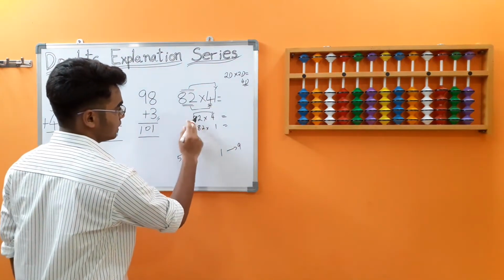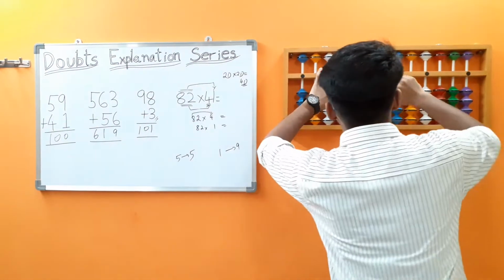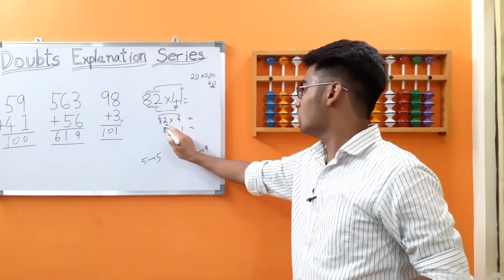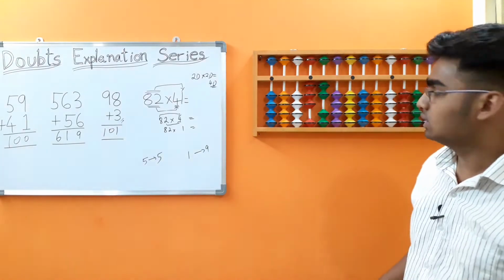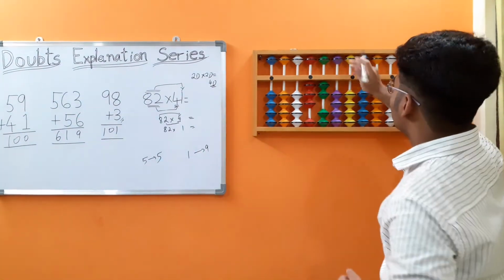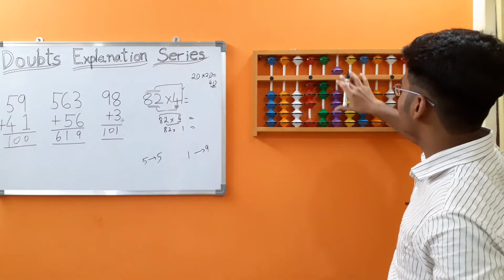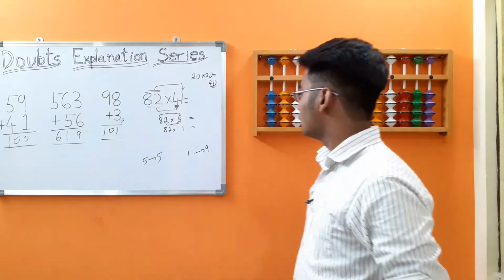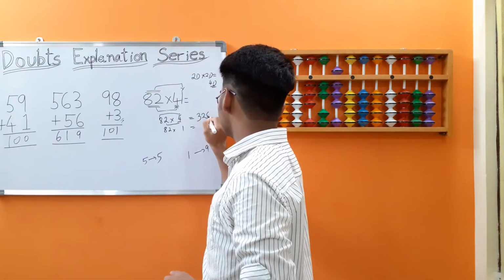Let's continue with this. 8 into 4 is 32. So let's place from the thousands rod. 2 into 4 is not just 8, it's 08. It's 0, meaning nothing on hundreds rod, then 8 on the tens rod, and this part is done. We got the answer as 328.